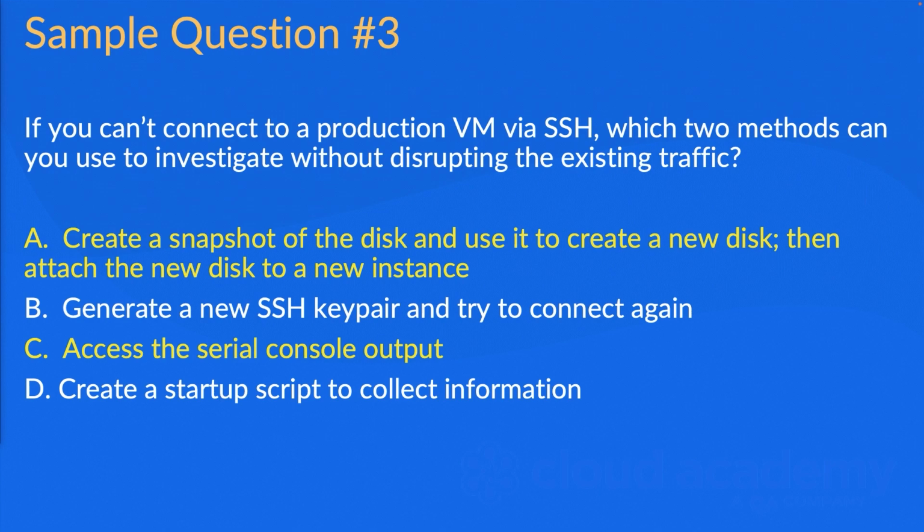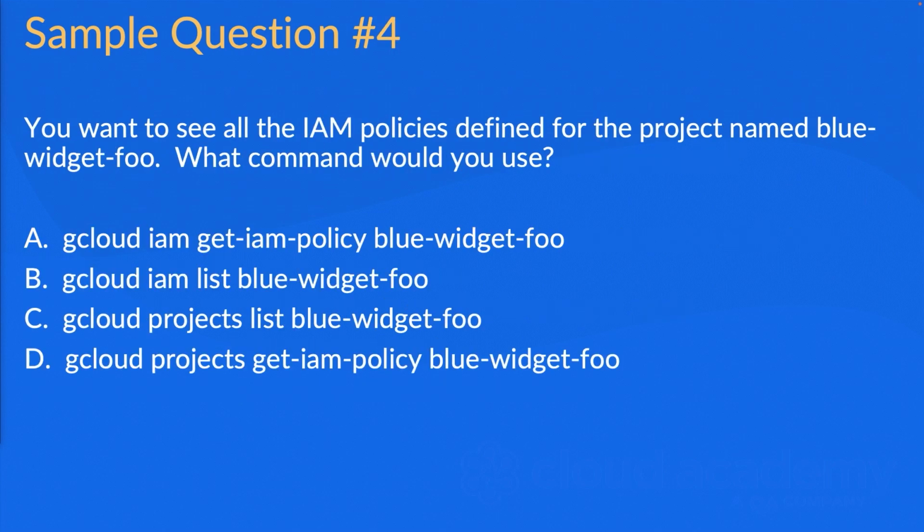All right, let's move on to question number 4. This one says that you want to see all the IAM policies that are defined for a project named Blue Widget Foo. What command would you use? And then you're provided 4 different versions of the gcloud command. In this case, hopefully you've used the gcloud command to list out IAM policies.